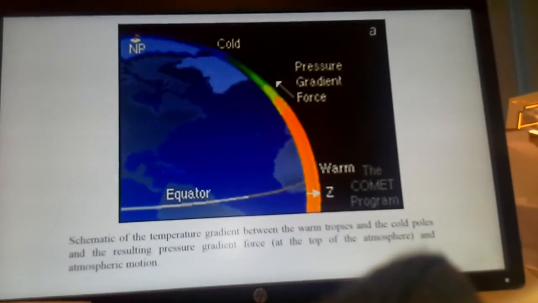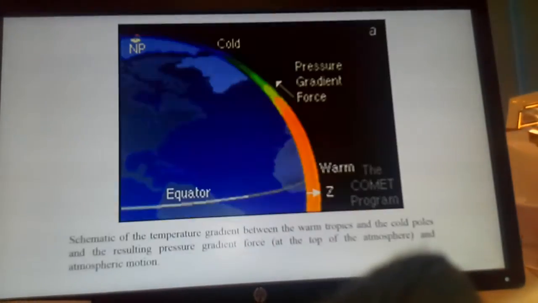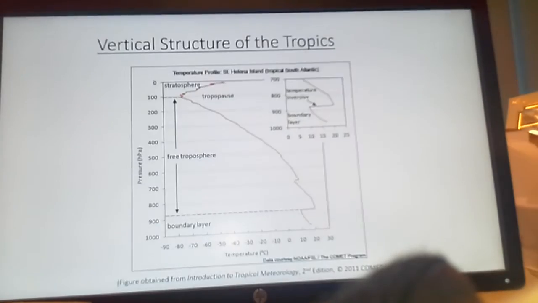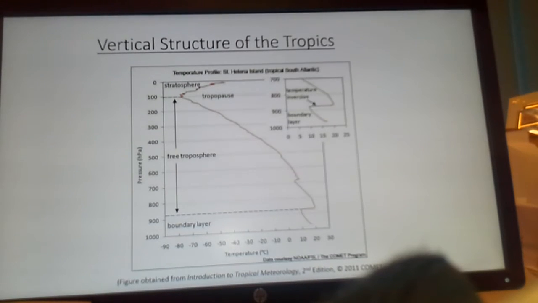And this gives rise to the pressure gradient force, another way of showing that at high tropospheric levels.